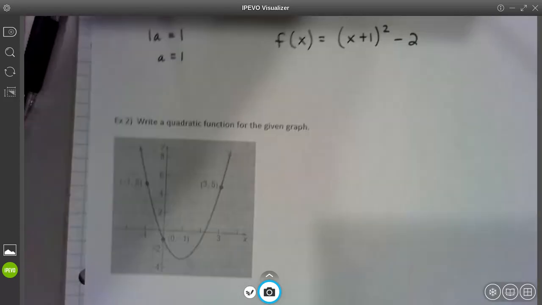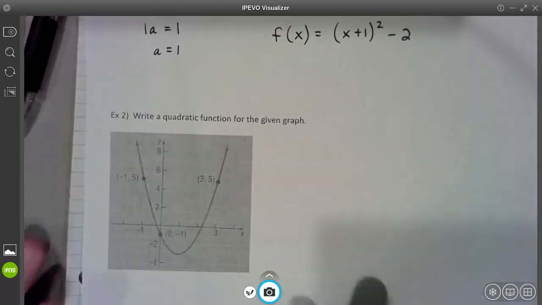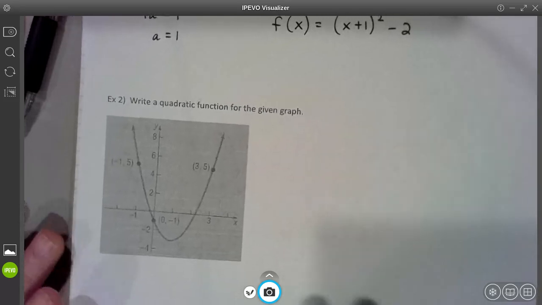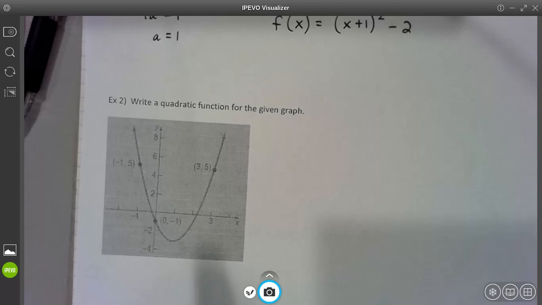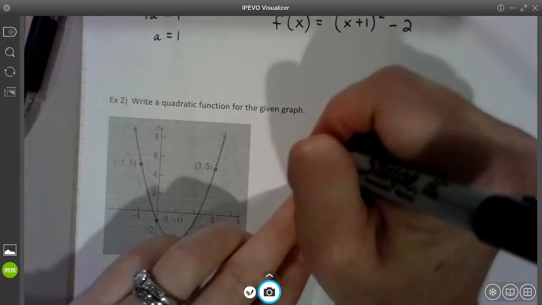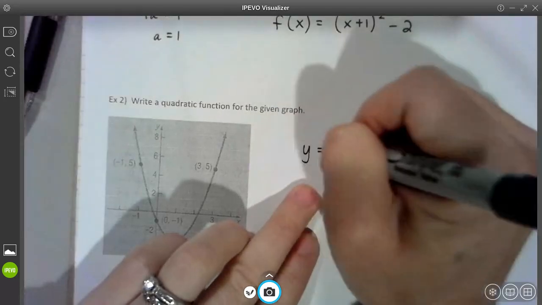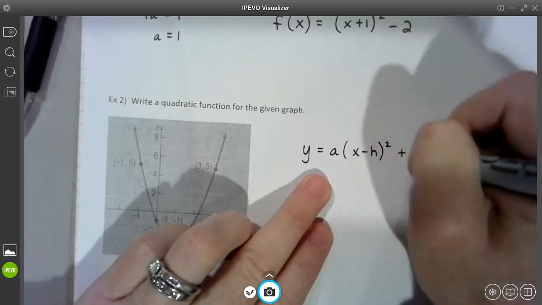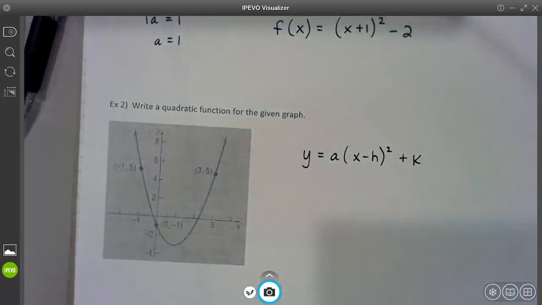All right, this one is a little bit different just based off the information that is given on the graph. We have to write a quadratic function for this graph. So obviously, right away, they didn't give you the vertex. But vertex form is still the best formula for us to get started because it still has the most useful variables in it and the useful information. So we're still going to get started with y equals a times x minus h quantity squared plus k. That'll be our get started formula for the equation.